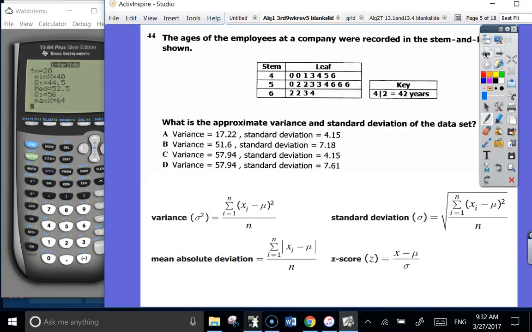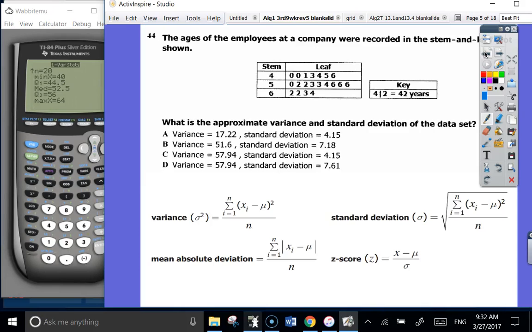Anybody? How long does that take? Not the square root of, squared. 7.61 squared, right there. And you should be getting something around 57.94.